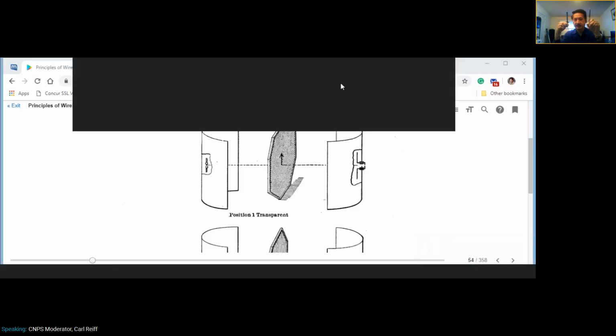Okay. Yeah, but that belies longitudinal waves. A longitudinal wave wouldn't care.